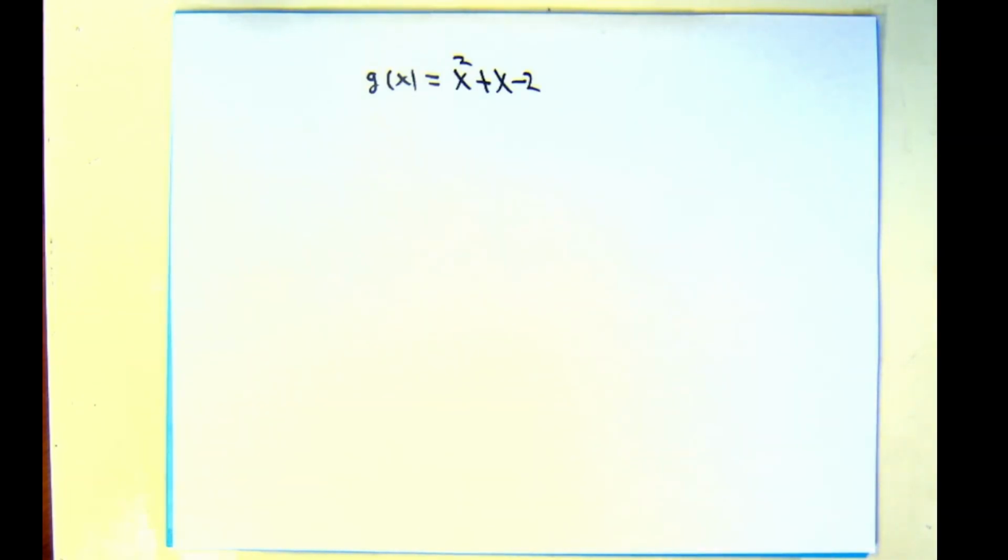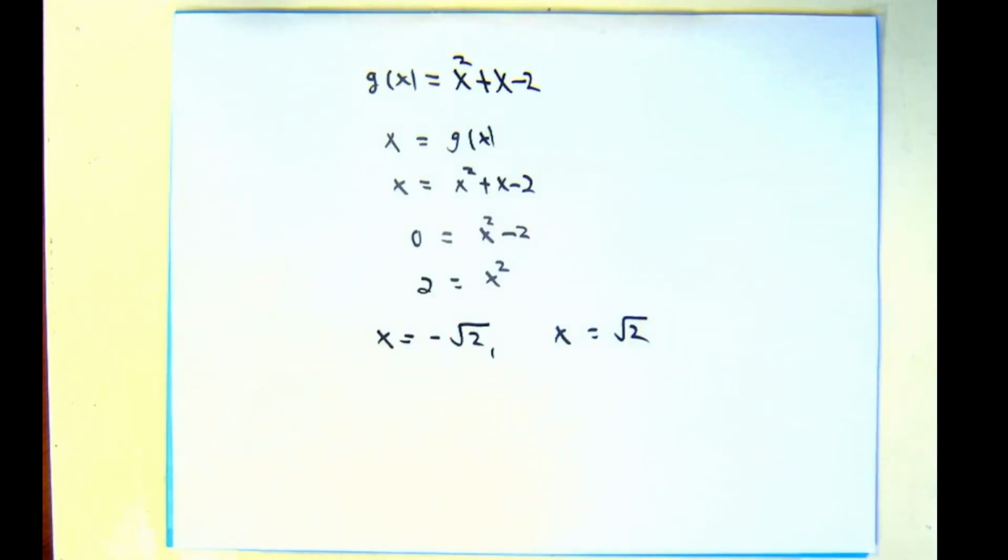Another example would be g of x equals x squared plus x minus 2. Let's look for any fixed points that that function may have. If you write down what it means for x to be g of x, and then simplify and solve that equation, you'll find out that this g function also has two fixed points, and they are the same points that the other function had, even though this is a different function.